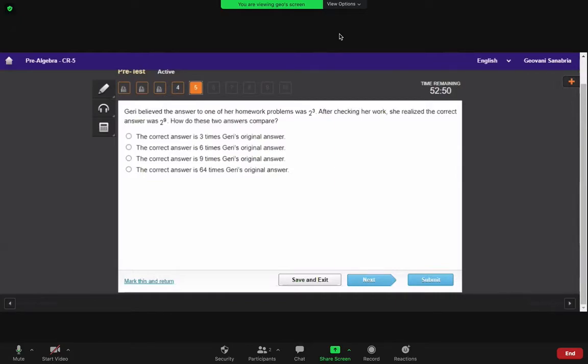Jerry believed the answer to one of her homework problems was 2 to the third. After checking her work, she realized the correct answer was 2 to the ninth. How do these two answers compare? The correct answer is 64 times Jerry's answer. So what are they trying to say here? Jerry believed the answer to one of her homework problems was 2 to the third.